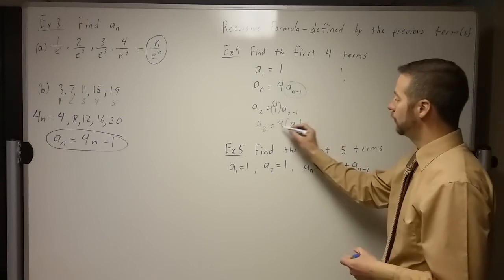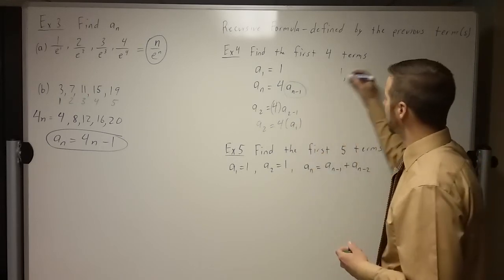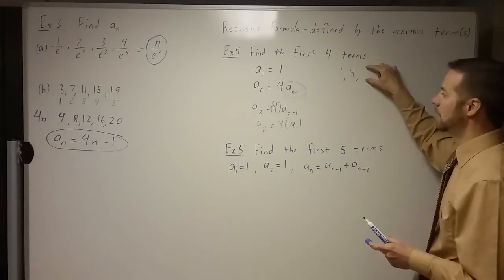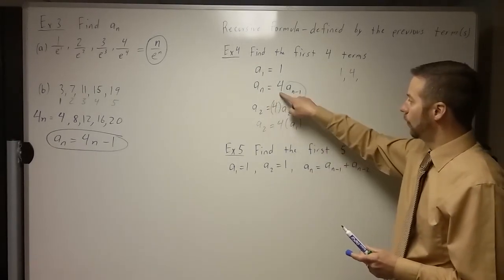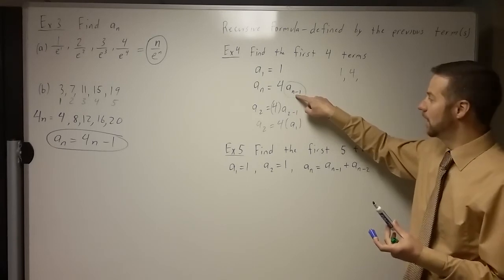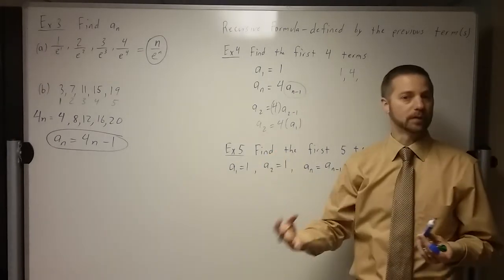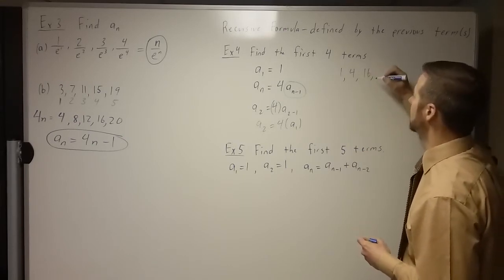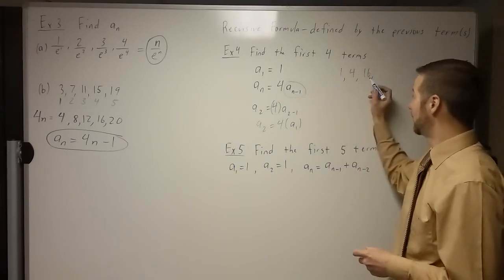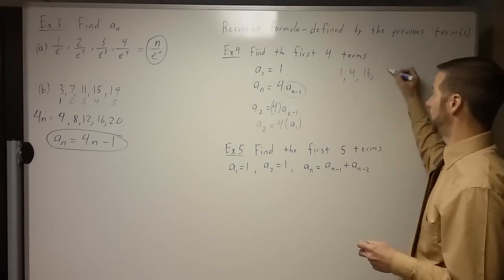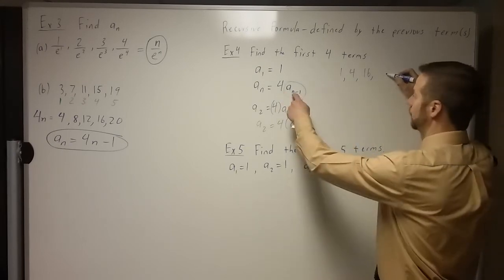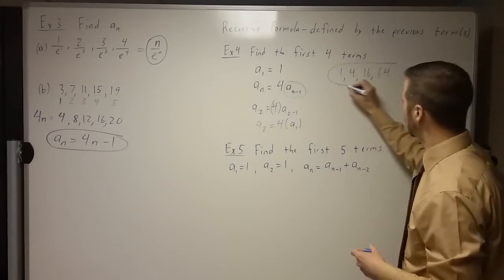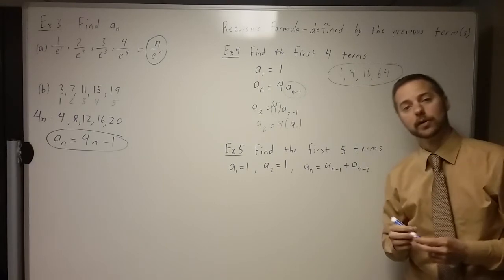And so if I do 4 times a sub 1, or 4 times 1, I get 4 for the next term. Now to find the third term, it would be 4 times the second term. It's 4 times the previous term, you could say, to get the next term. And so 4 times 4 gives us 16. And then, again, to find the next term, I do 4 times the previous term. So to find the fourth term, it would be 4 times the third term, or 4 times 16. And so that would be 64. So there's the first 4 terms of that sequence.